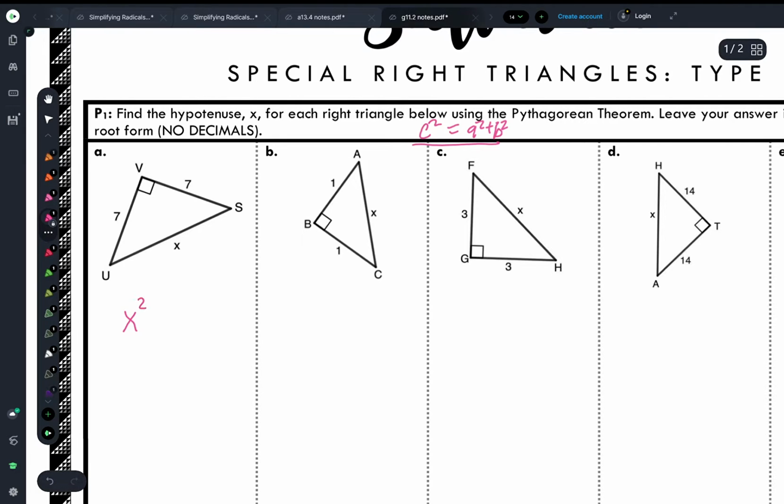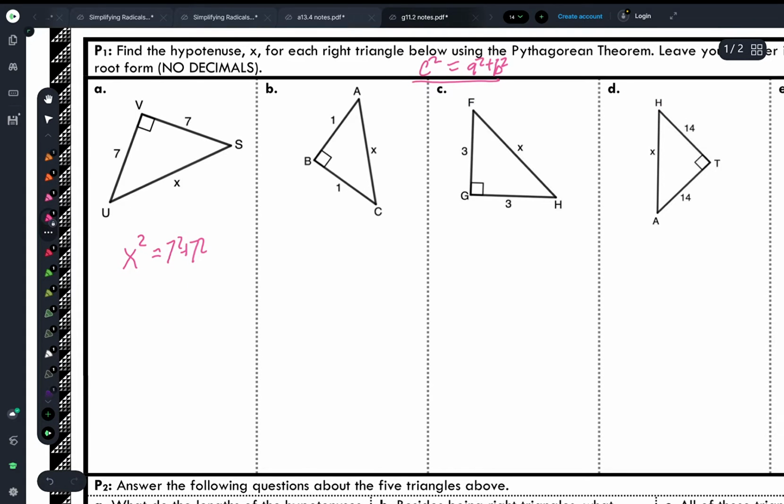So it's x squared here. Then the legs are both 7, so this is 7 squared plus 7 squared. In my calculator that gives me 98, because it's 49 plus 49. So x squared equals 98. Remember, to get rid of an x squared in an equation, you take the square root of both sides. So x is equal to the square root of 98.